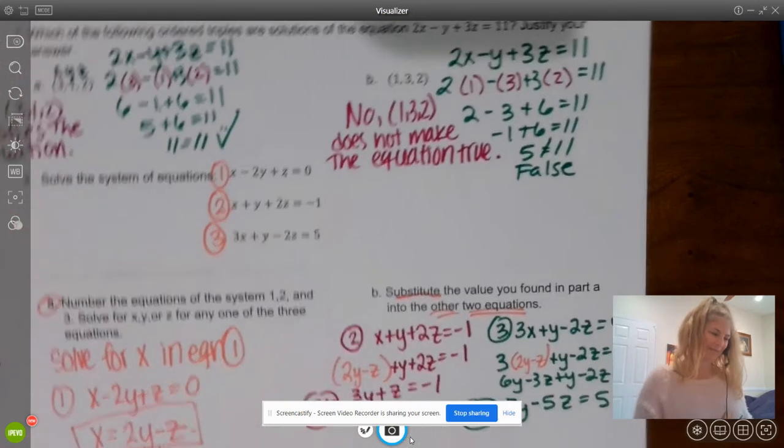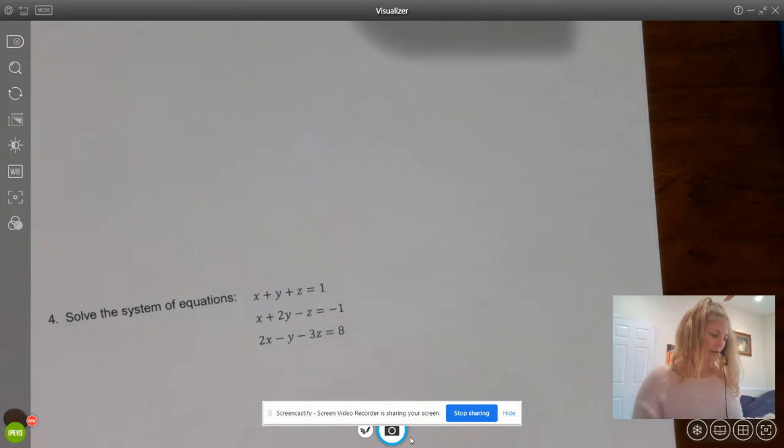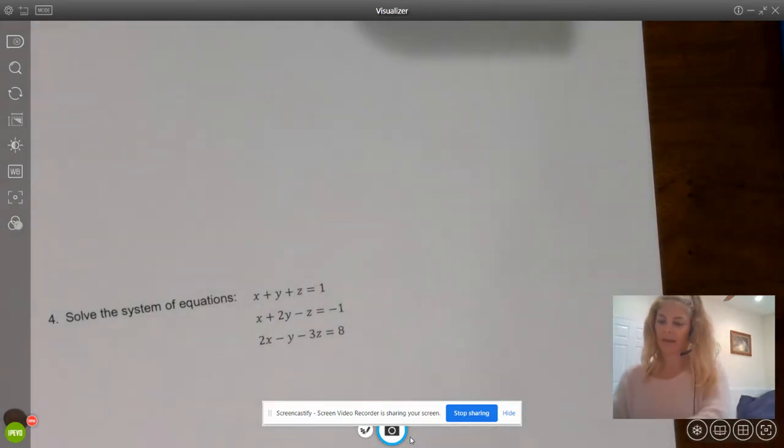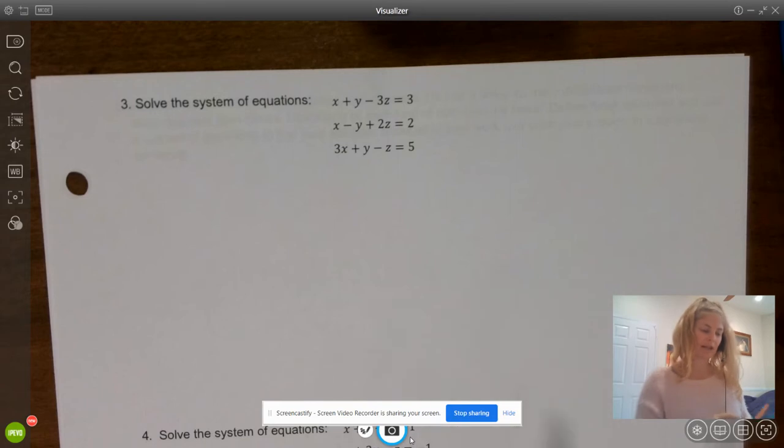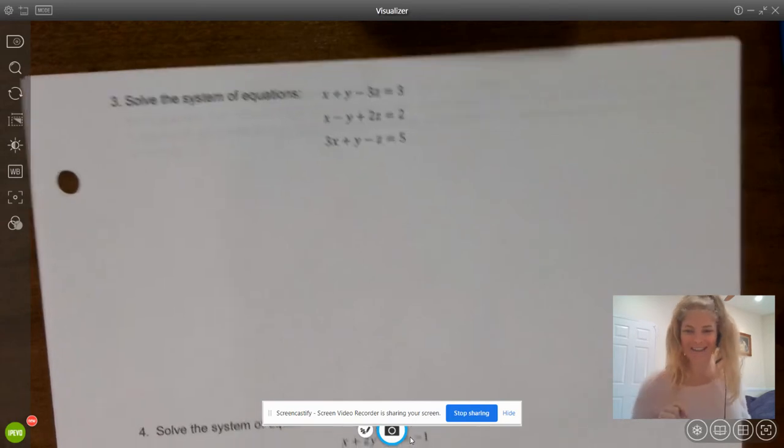Awesome. Okay. So what we're going to do is practice solving a system using substitution by isolating one variable in one equation and substituting it into the other 2 to create a system of 2 equations with the same 2 unknowns, which you are great at solving.